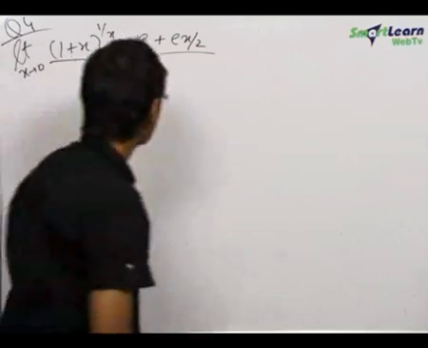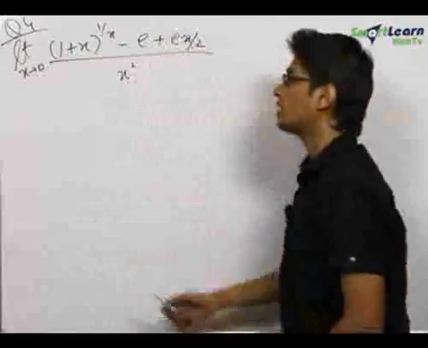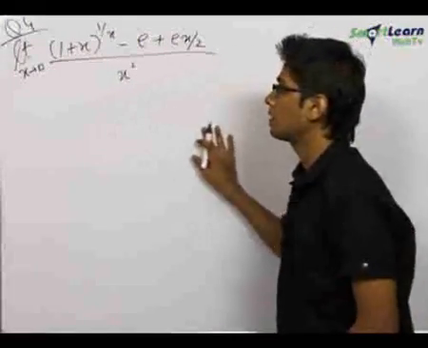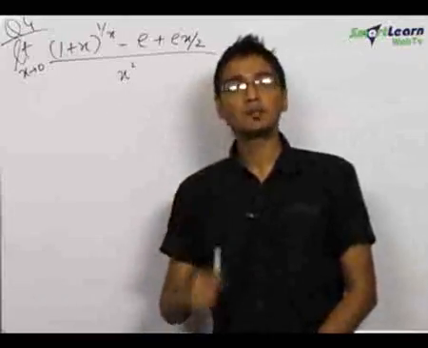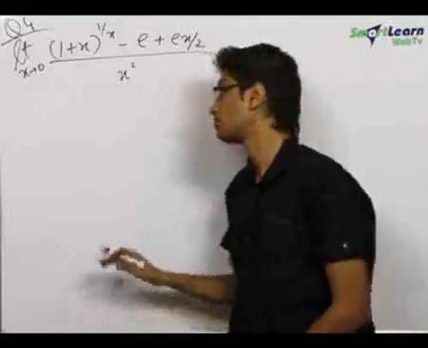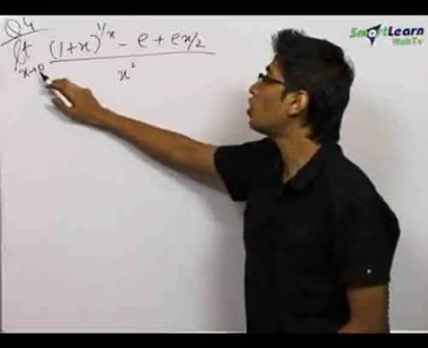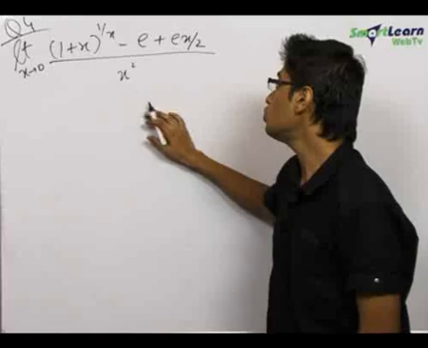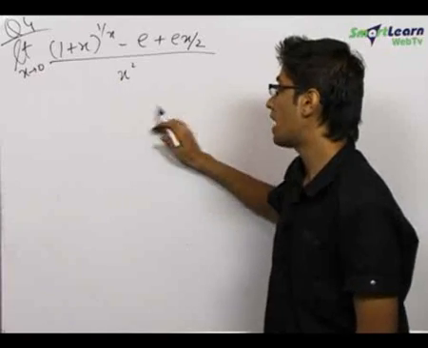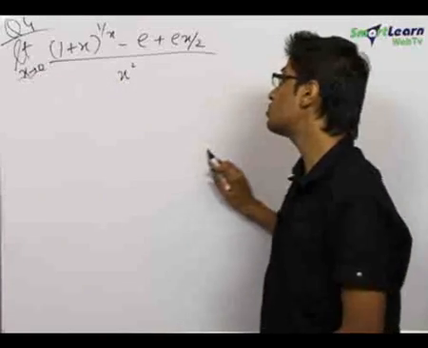Now the next problem which we have is a bit tricky and a very important problem, considering we would learn two different expansions in this single question. We want to find the limit of (1 plus x) power 1 by x minus e plus ex by 2, divided by x square, as x tends to 0.